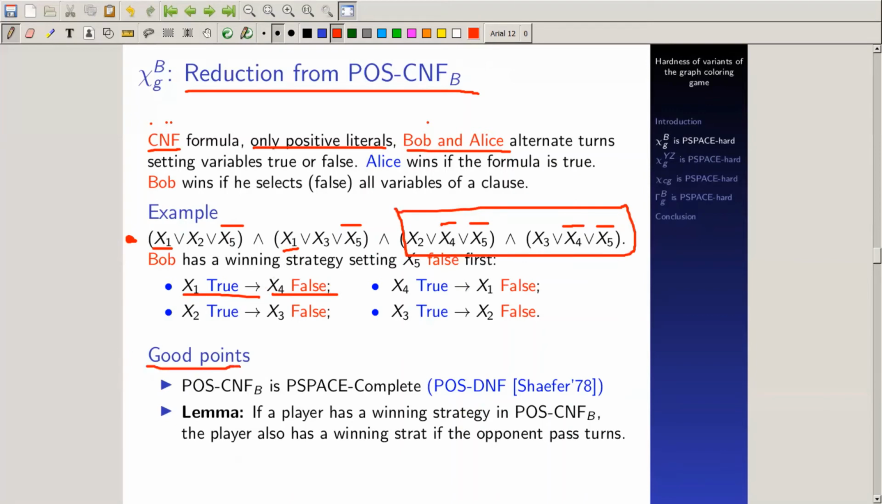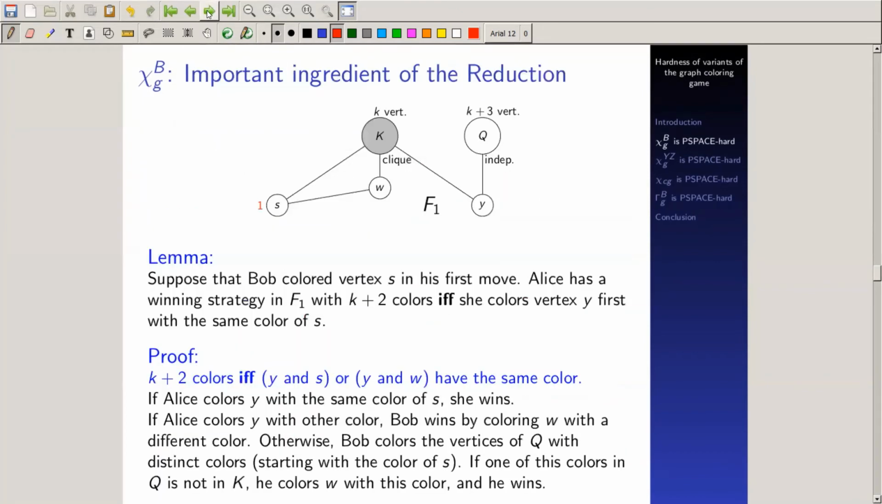Okay? A good point of this problem: POS-CNF is PSPACE-complete. This can be proved from POS-DNF, which is PSPACE-complete. And we prove this lemma: if a player has a winning strategy in POS-CNF, then the player also has a winning strategy if the opponent may pass turns. This is an important point for the variants where some player may pass turns.